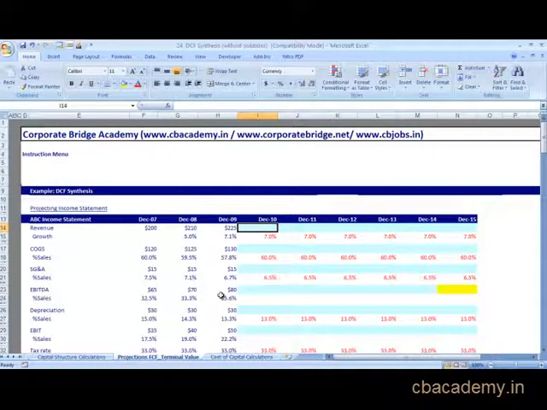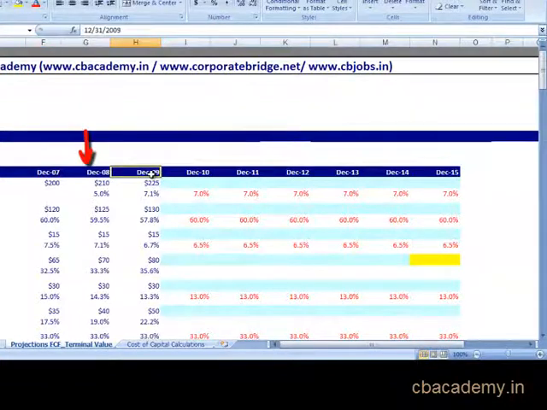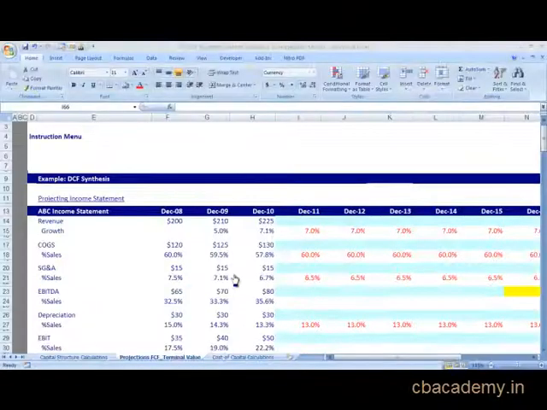Now let me explain what this sheet has to say. There is a company ABC which is given to you, and you have 3 years of historical data. As you can see, December 07, 08 and 09. For the moment, you may assume that these numbers are historicals. Company ABC has reported 3 years of financial data, and its year closing is in December. So what we have is 2008, 2009 and 2010 data.